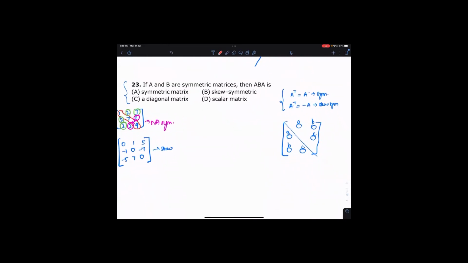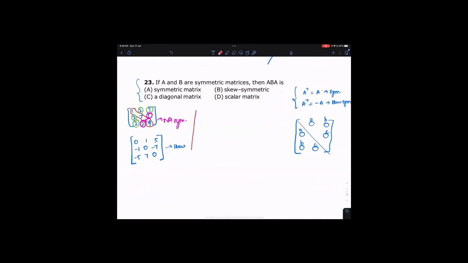We'll solve this question, then I will extend this one. What they have given is that A and B are symmetric matrices. Then ABA is. Always, whatever matrix they are asking, you take that as X. X is ABA, let's say. Let's do X transpose. ABA whole transpose, which is A transpose, coming in the reverse order, then B transpose, then A transpose. A transpose is what? Minus A, because they have given A is skew symmetric.